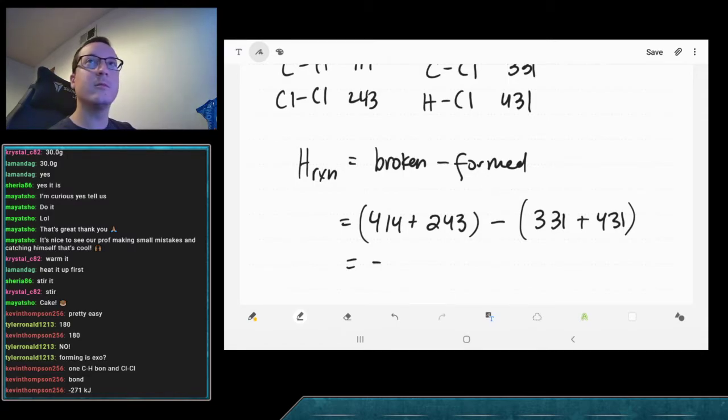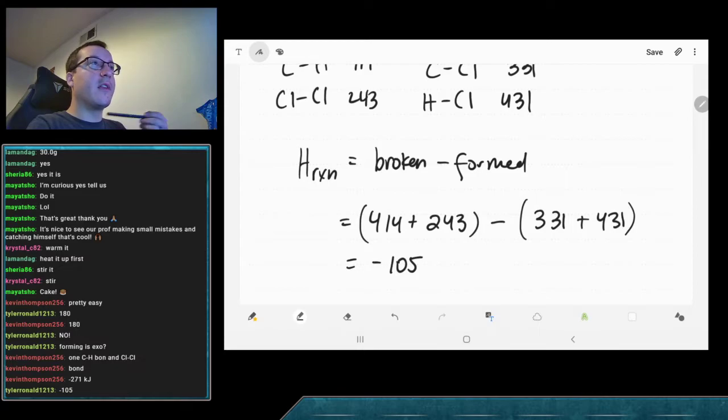I'll do it too. And we'll have Tyler and Shane also do it. Just so we're there. Minus 331, minus 431. I got negative 105. Did I write the numbers wrong? Oh god, I got the same as the snail. Does that mean I'm wrong?